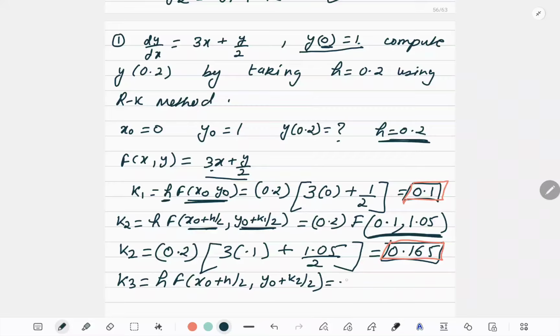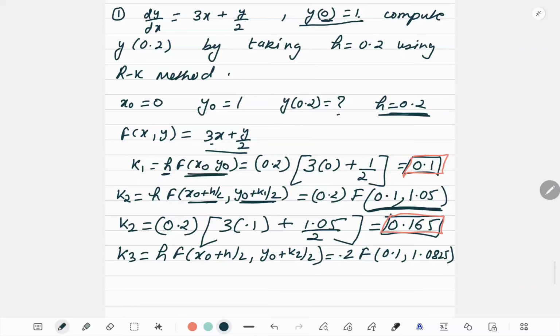So this is 0.2. Function of x0 plus h by 2 will remain same, 0.1. Now y0 plus k2 by 2. So I have to divide this by 2 and then find the value, right? So this will be 1.0825. Okay, all of you have the calculator, solve this value.